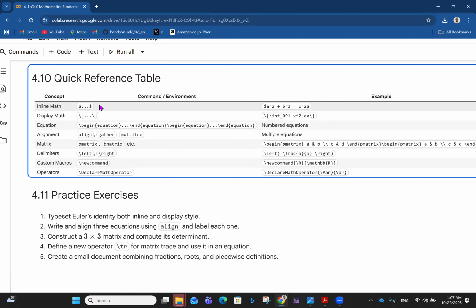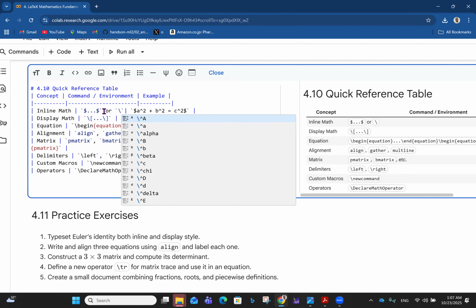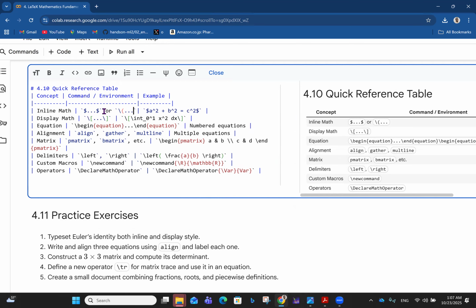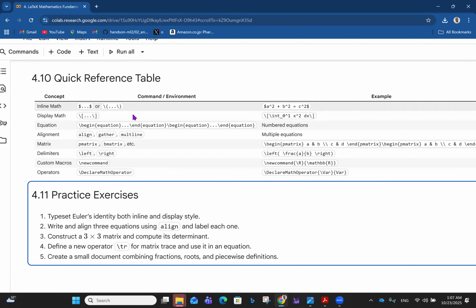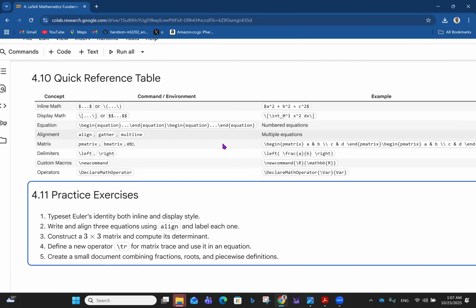Let me take the pen to write it. So we can use this, or we use this again, with the dots, like this. Then we can also do this, or double dollar, dot dot dots, double dollar, like that. So we can do this.